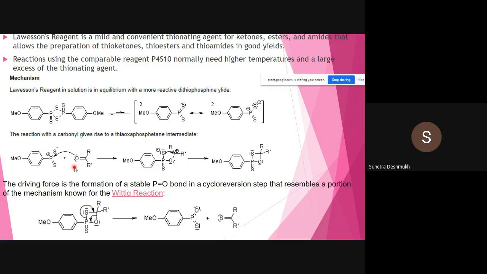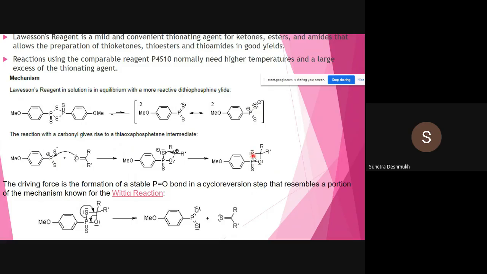So how can we split this Lawesson's reagent into two symmetrical parts, how does that disintegrated part act as the ylide, and how does that one react with the carbonyl group? That is the explanation here. Now here, phosphorus has a positive charge, and the carbonyl group acts as a Lewis base. It attacks the positively charged phosphorus atom.